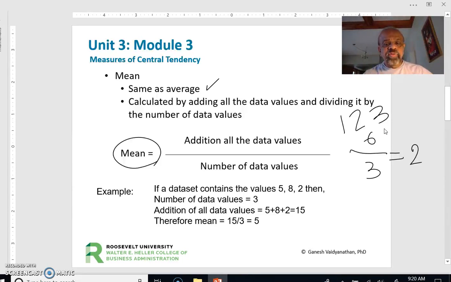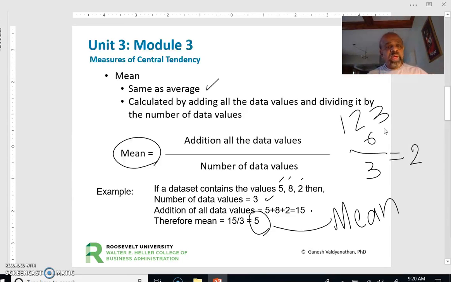Okay, an example is this. If I have values 5, 8, and 2, what are the number of values? I have 1, 2, 3 numbers. So that's why the number of data values is 3. The addition of data values is 5 plus 8 plus 2, which is 15. So 15 divided by 3 is going to be 5, and that is my mean. Okay, so this is a simple mean that I can calculate very easily.